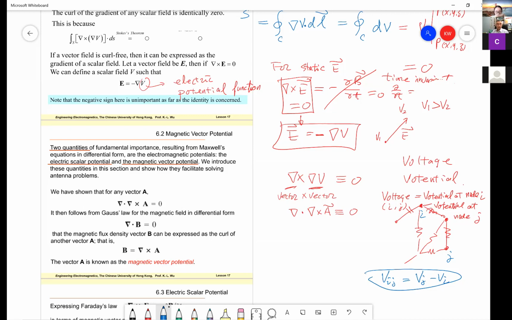But here the potential function has a completely different meaning. We are talking about a function, the potential function. So we need to introduce two very important potential functions in EM theory. Without introducing them, it is very difficult for us to solve practical problems. Today we are going to discuss the antenna problem.